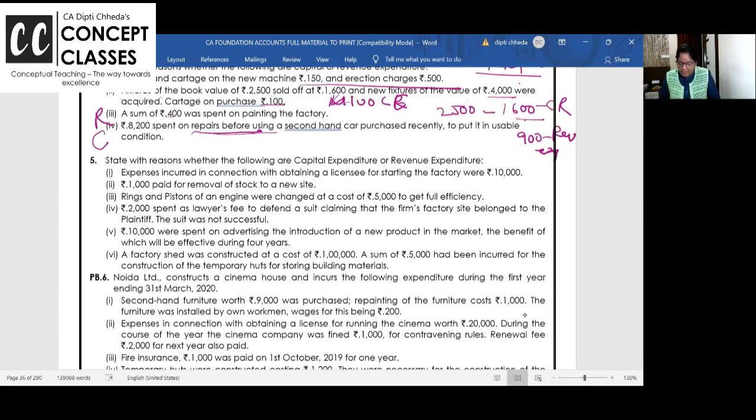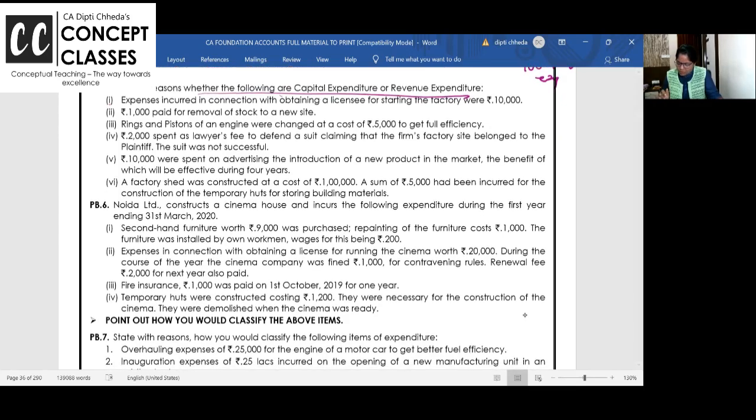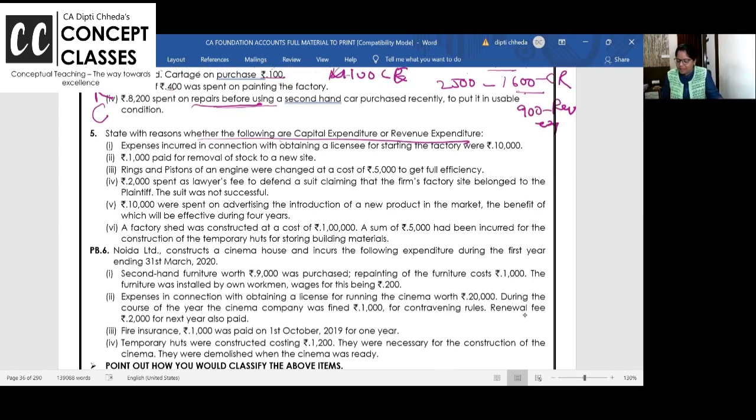Fifth one. State with reason whether the following are capital expenditure or revenue expenditure. Same kind of questions. Are you enjoying or not? One more I'll do. Again, you do it on your own and then we will check. Expenses incurred in connection with obtaining a license. This is a capital expenditure.